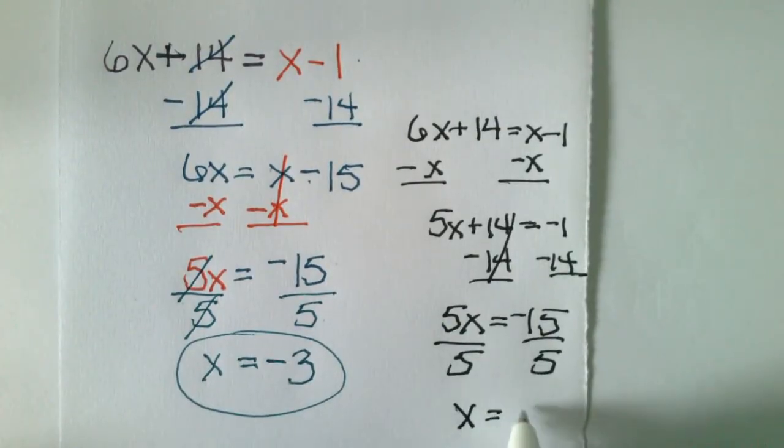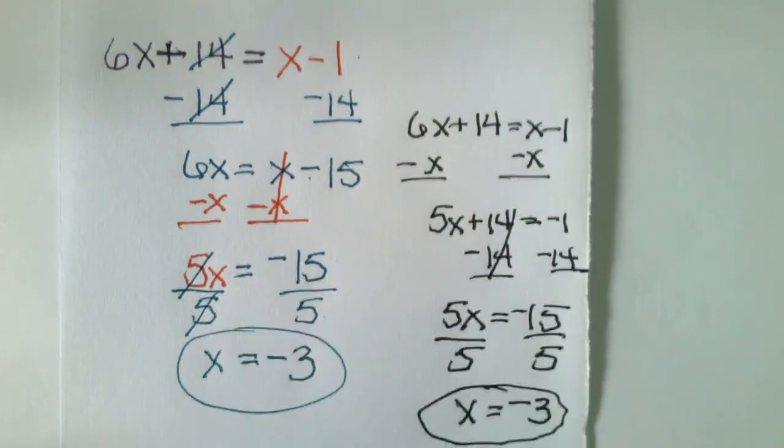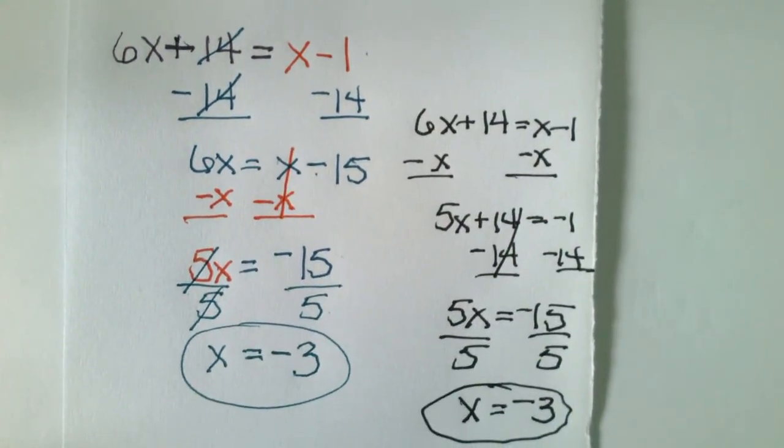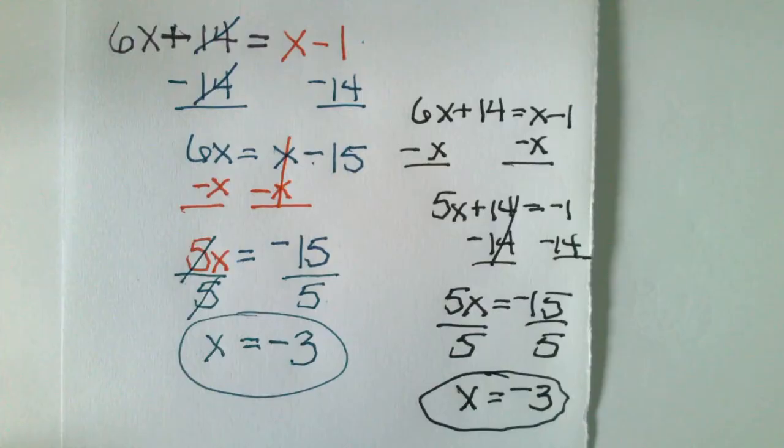And x will equal negative 3. Okay? It doesn't matter where you start as long as you start. So don't take so much time like, oh, what should I do? The goal is to get all your x's on one side of the equal sign and to solve for x. That's basically what we're doing, okay?